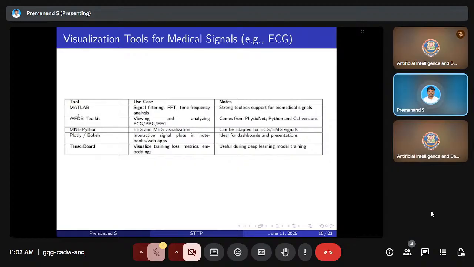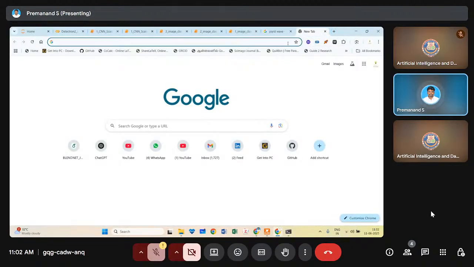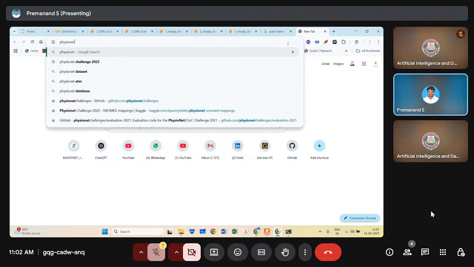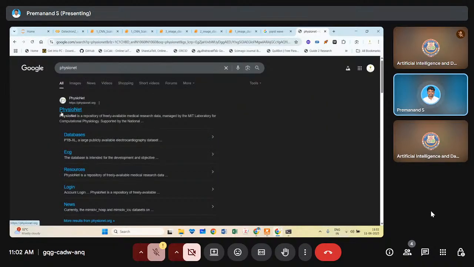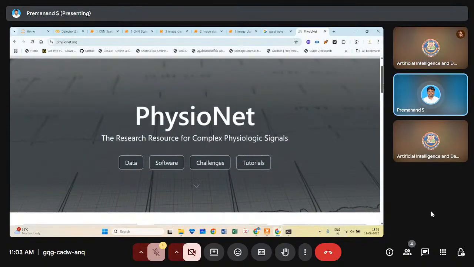Okay, and there is one website called the PhysioNet website. Most of the researchers who are doing research in the medical field will be using this particular PhysioNet website only. Many real-time data sets we can get from this particular PhysioNet website. And one thing, in this website, all those data are real time.